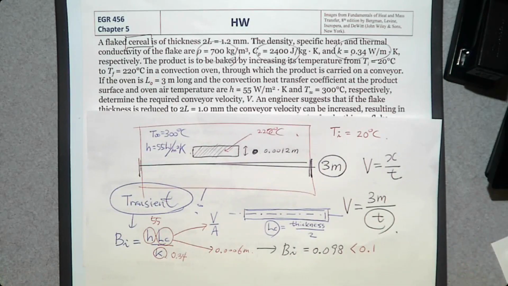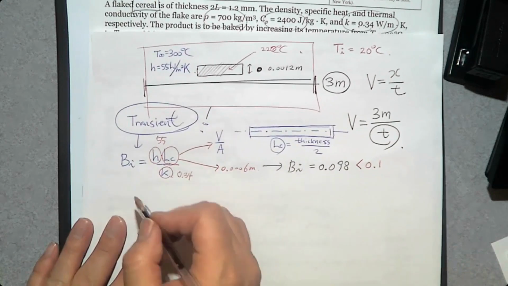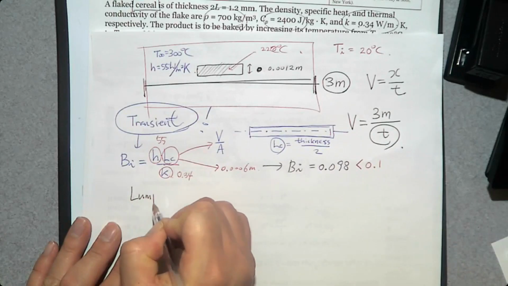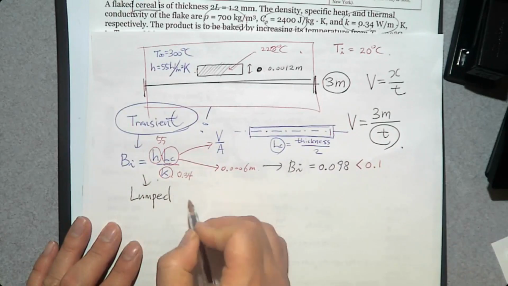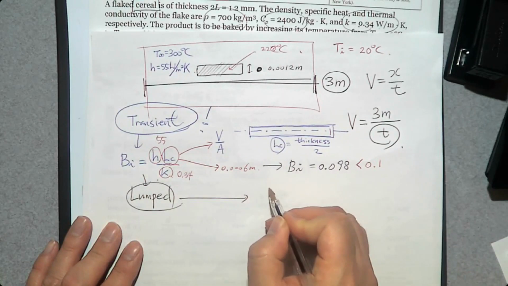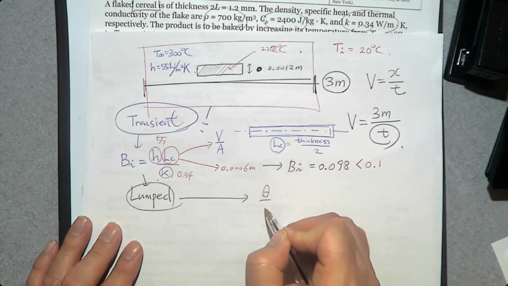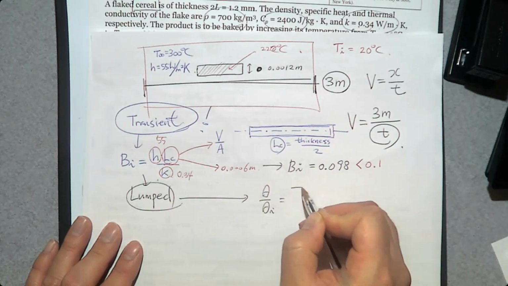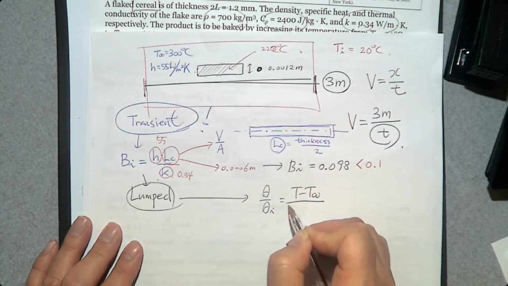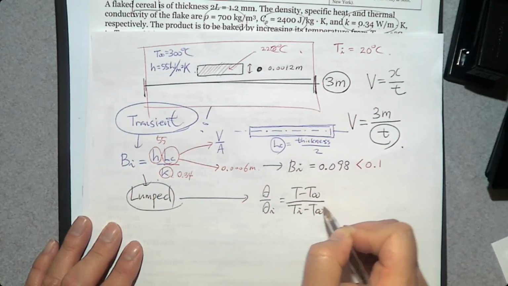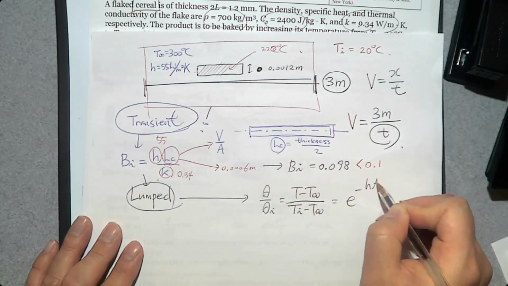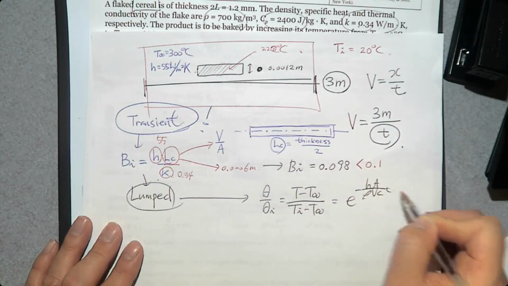So if the value is less than 0.1, can you use the lumped method? Yes. Nice. So it's going to be the lumped method. Then what is the solution for the lumped method? Theta over theta i is going to be T minus T infinity over Ti minus T infinity, which is e to the minus hA over rho V c times t.